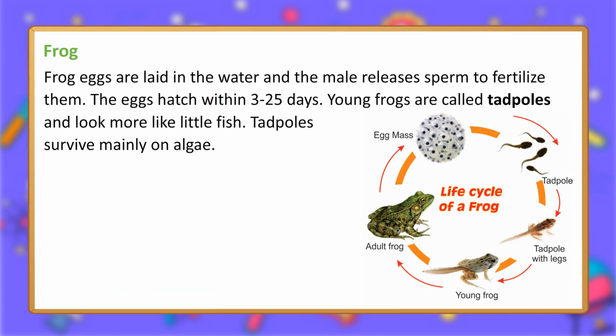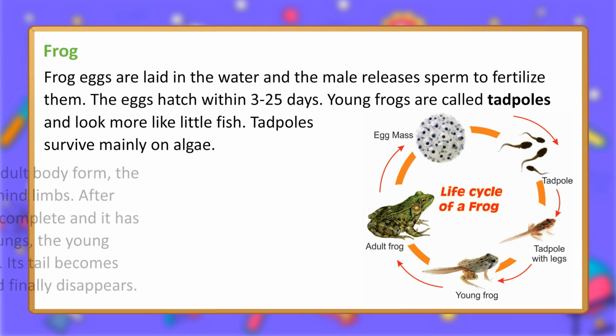Adults. Frog. Frog eggs are laid in the water and the male releases sperm to fertilize them. The eggs hatch within 3 to 25 days. Young frogs are called tadpoles and look more like little fish. Tadpoles survive mainly on algae.